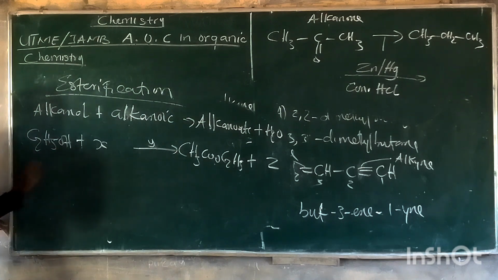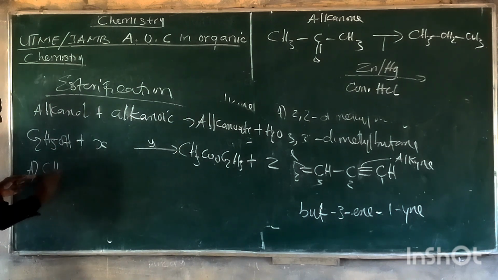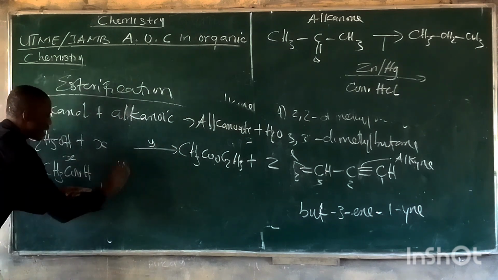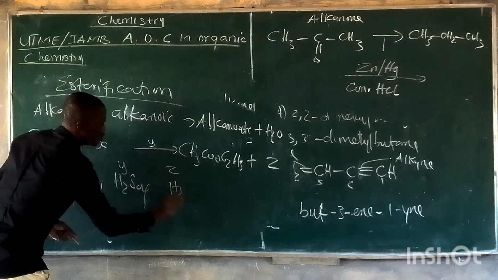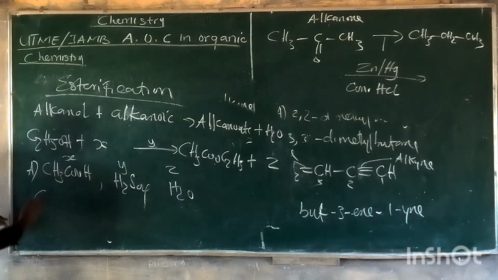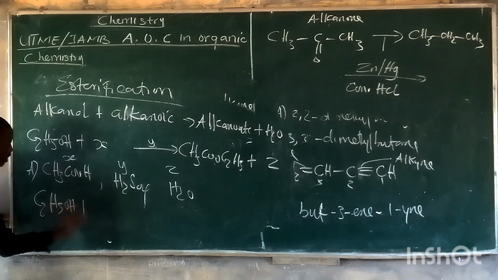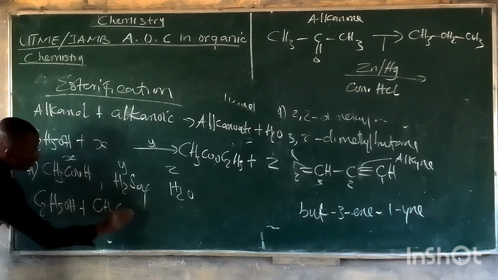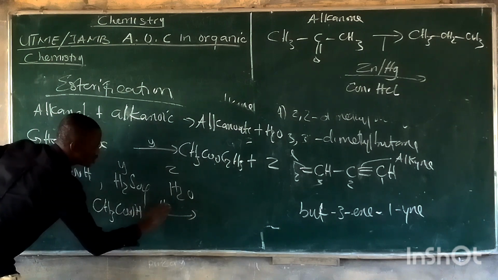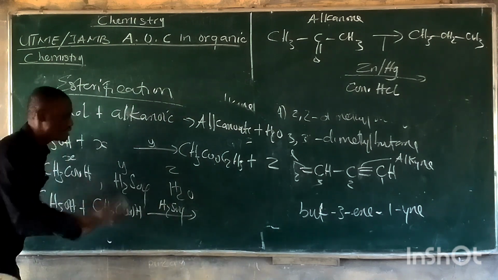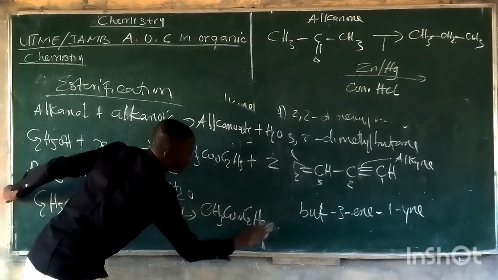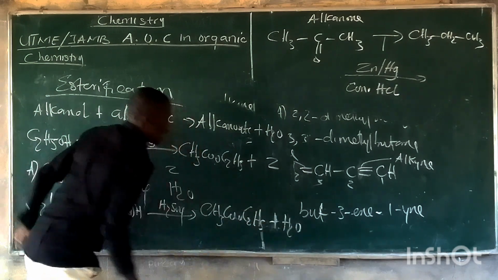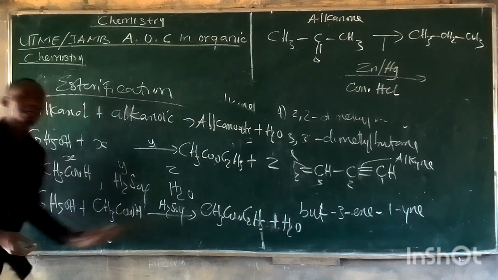So, let me give you the answer. X will be alkanoic acid. Then, Y will be H2SO4, and then Z will be H2O. Now, if you supply the answer, you have C2H5OH plus CH3COOH plus H2SO4, which is the reagent, and then we have CH3COOC2H5 plus H2O. Now, if you check the equation, if you have time, it's the balanced equation.